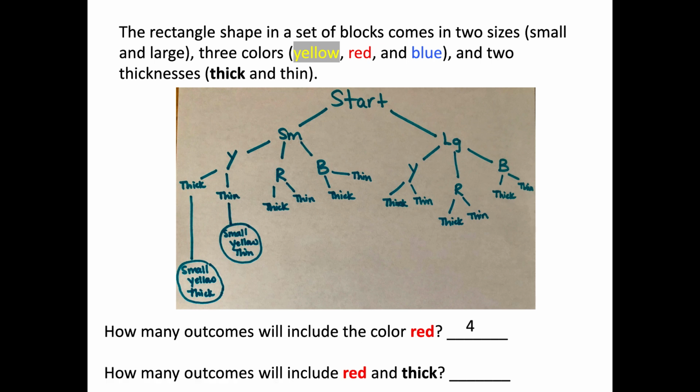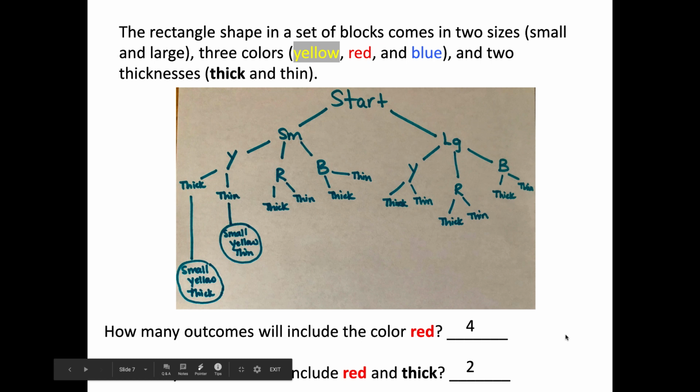Now let's look for how many outcomes will include red and thick. So we have a couple more parameters there, red and thick. So find red again and thick. So we could have a small red thick. Any other ones with small? Nope. We could have a large red thick. Any other ones over on this side of my tree diagram with large? Nope. So that would be 2 outcomes that are going to include red and thick.